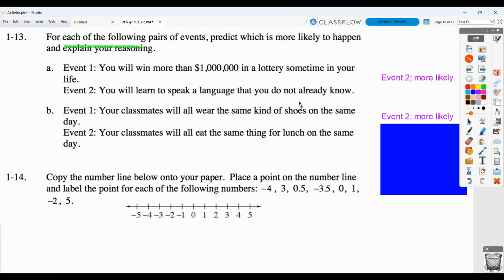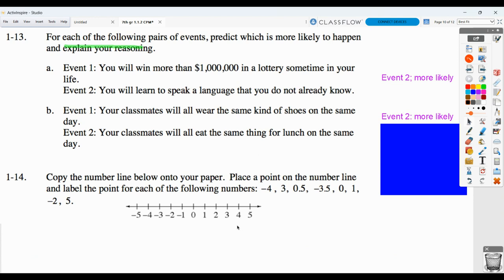All right. Now, in terms of same kinds of shoes, most people choose different kinds of shoes to wear. So again, neither of them are very likely, but probably the second one is more likely. Again, even though I don't have an explanation here, you need to have some type of explanation.